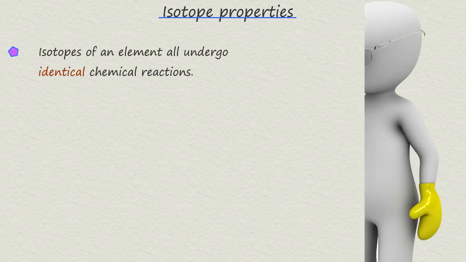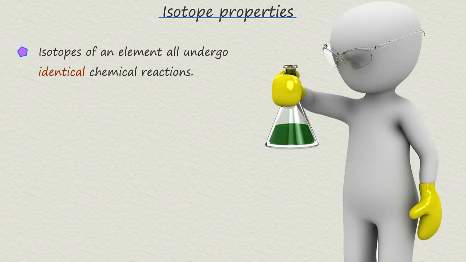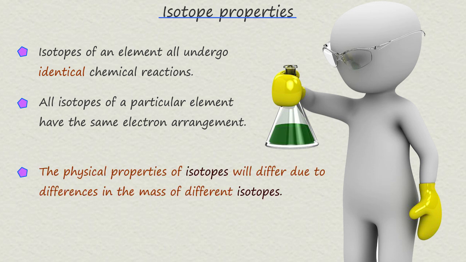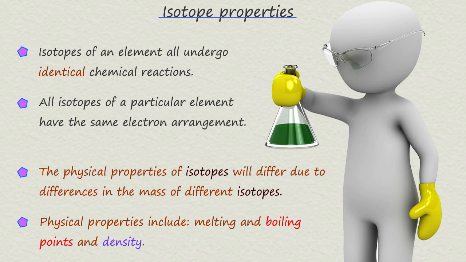Now, as we have seen before, isotopes of an element all react in an identical way. That is, they have identical chemical properties, and this is due to the fact that isotopes all have the same electron arrangements. But isotopes of any particular element will have slightly different physical properties due to the differences in the masses of each isotope. For example, they will have slightly different melting points, boiling points, or densities, or indeed any other physical property which depends on the mass of a particular atom.